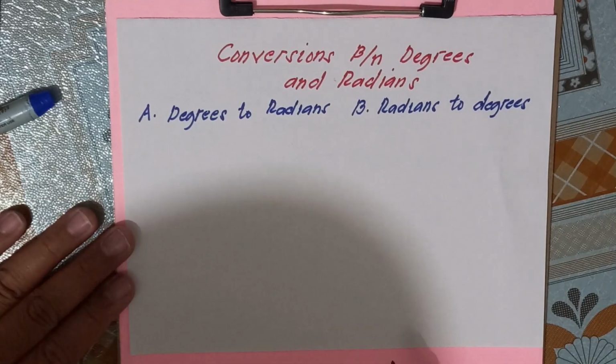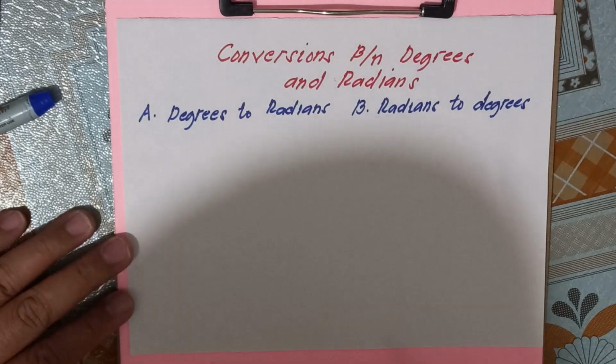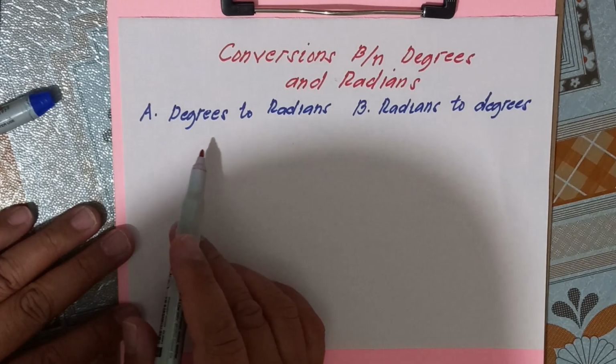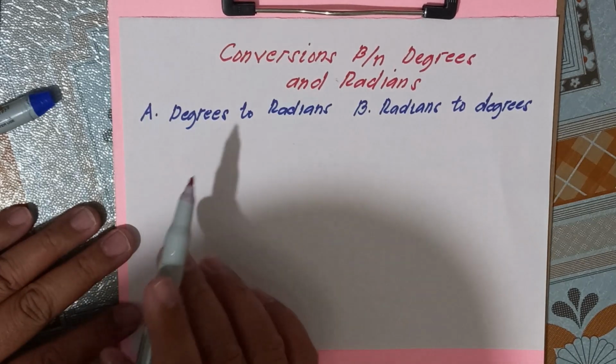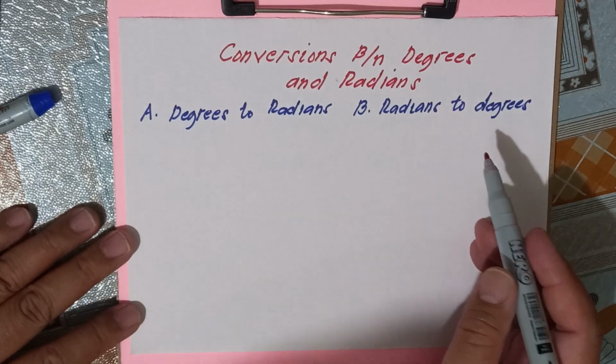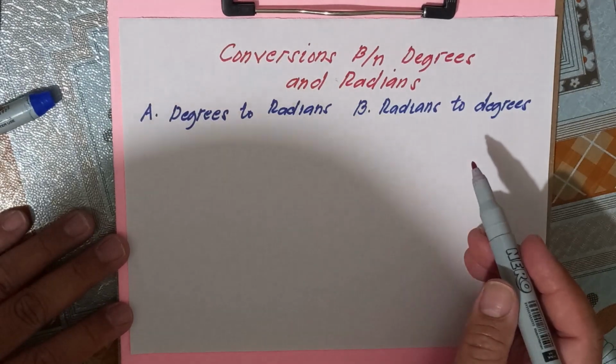Our focus is the conversions between degrees and radian. So we have the conversion of degrees to radian, and we also have radian to degrees. Now the technique in here is you have to know your multiplier.